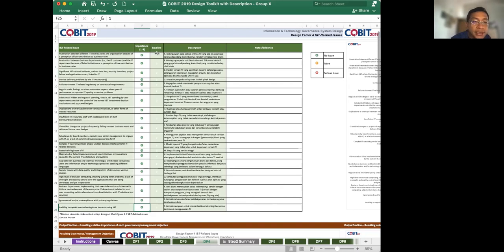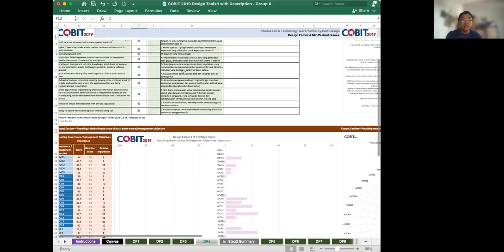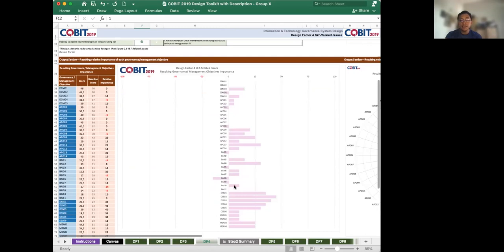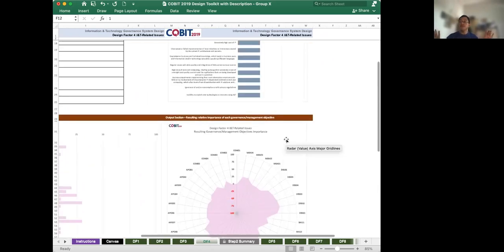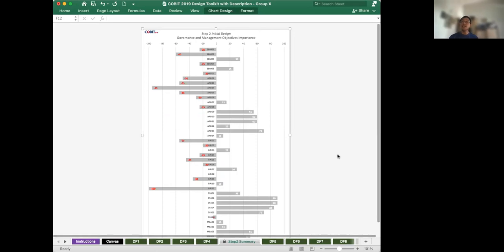So the way to do it is the same, importance here, but it is only 1 until 3, remember, 3 2, 2 3. Every time that I change this one, it will also change this prioritization chart here, right? So you will have 4 steps, 1 2 3 4, and you will have the conclusion here in this step summary. So actually, this is the recapitulation from all the design factors 1 until 4.